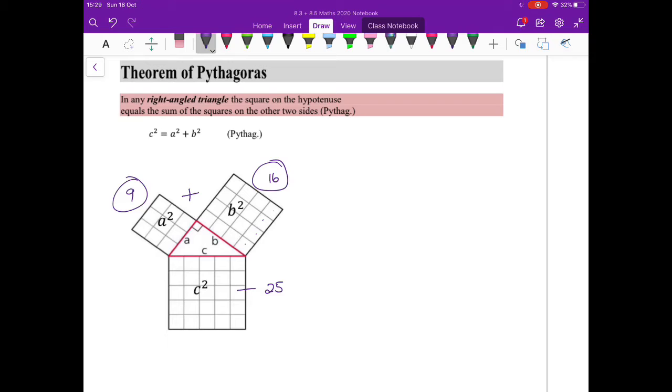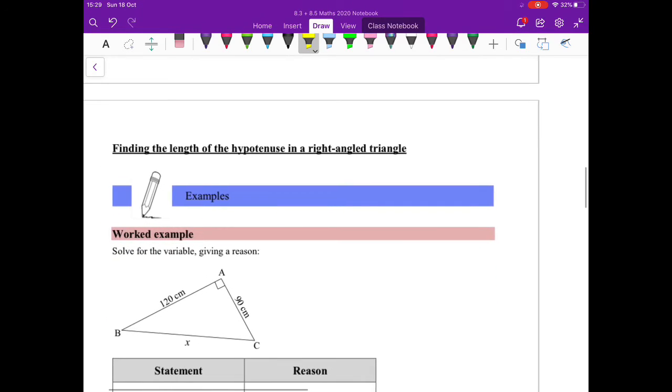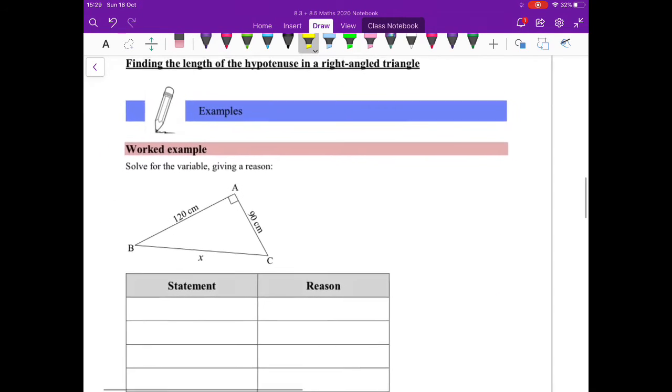Now, we use this theorem in order to find the length either of the hypotenuse or of one of the sides. So in this video, we are going to look at finding the length of the hypotenuse. It is written like this. Hypotenuse squared equals side 1 squared plus side 2 squared, and your reason is always Pythag. Let's have a look at the worked example.